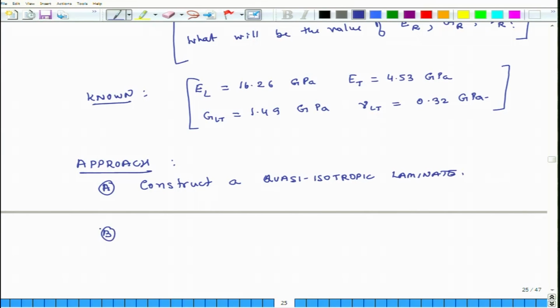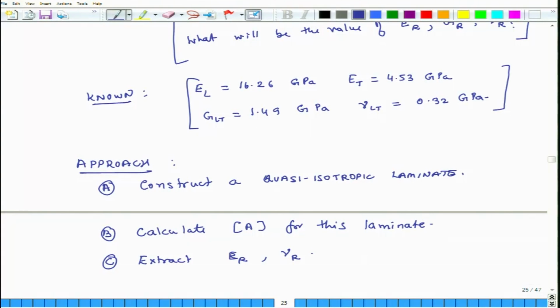B, calculate the A matrix for this laminate, and C, extract ER, mu r and GR from A. And how do we do this? We will explain that.